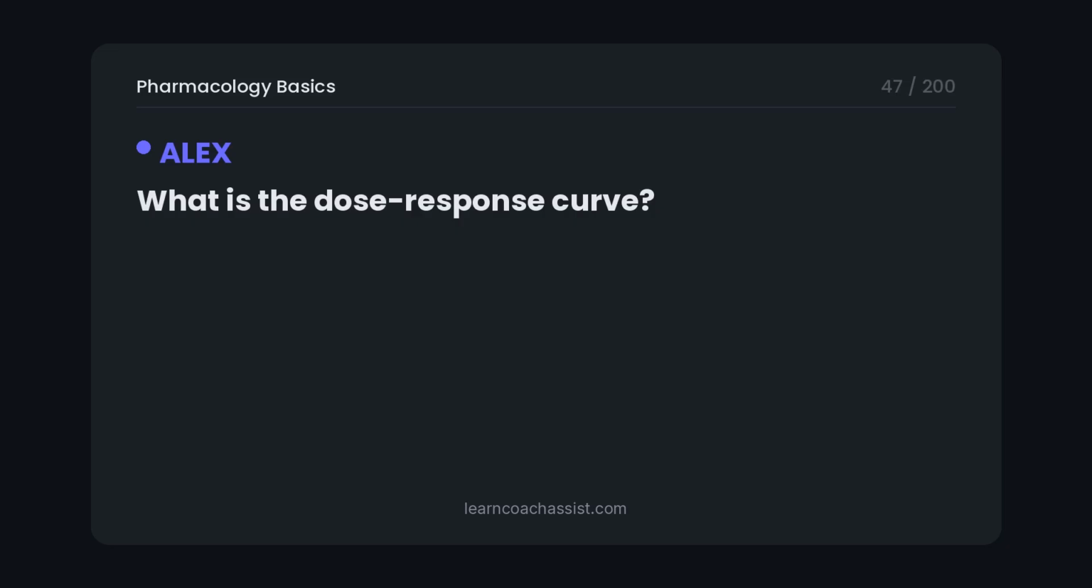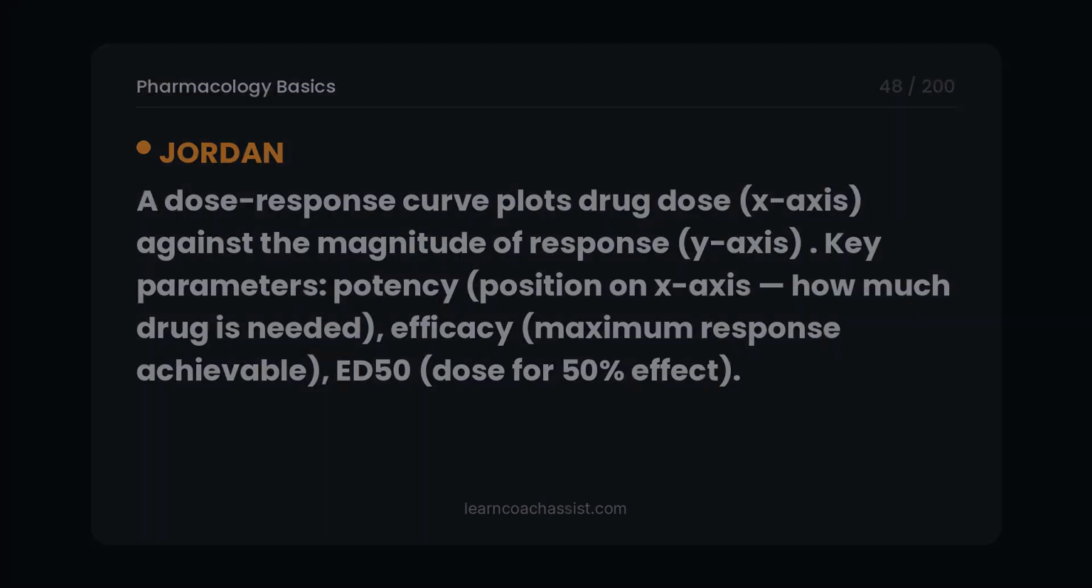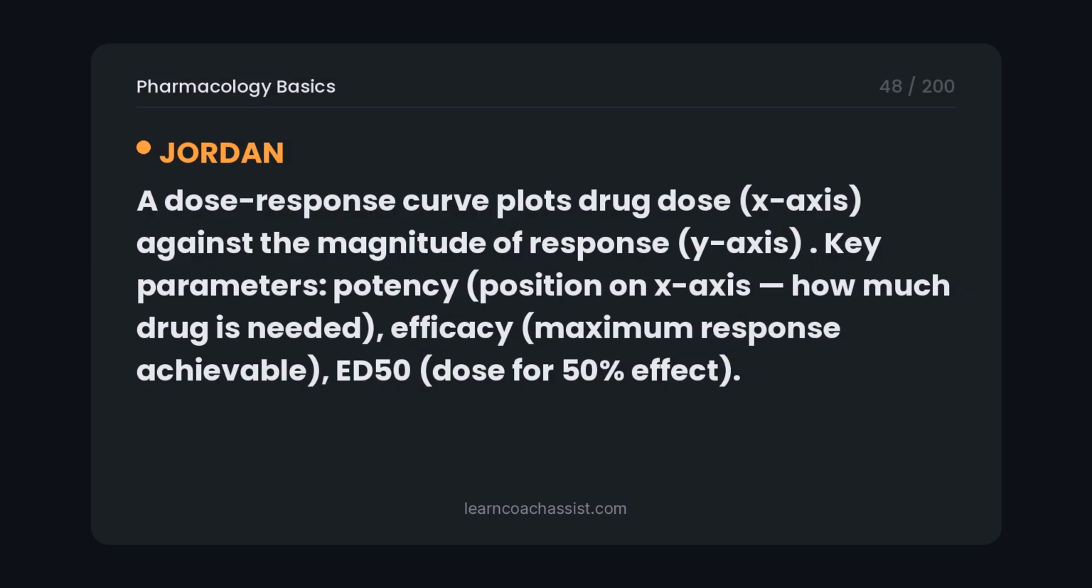What is the dose-response curve? A dose-response curve plots drug dose, x-axis, against the magnitude of response, y-axis. Key parameters: potency, position on x-axis, how much drug is needed; efficacy, maximum response achievable; ED50, dose for 50% effect.